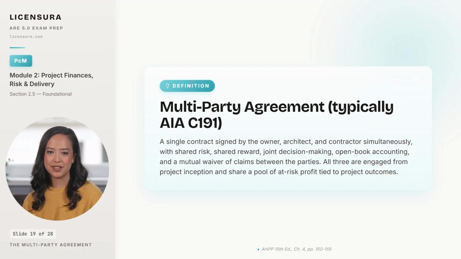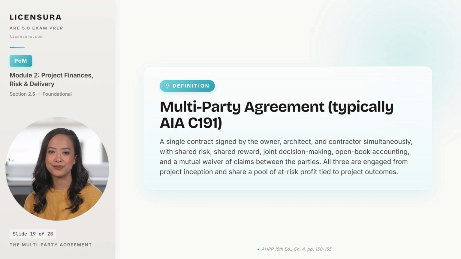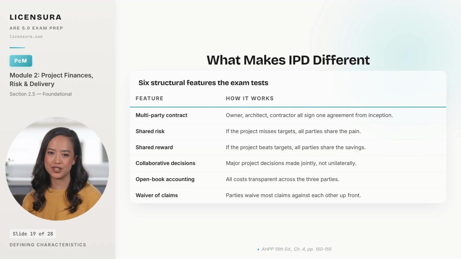Because without it, the open book accounting and the joint decision-making become legal liabilities. On top of the legal structure sits the financial structure, and that is where most of the exam's IPD questions actually live. 6 defining features, and the exam will test you on any one of them. The multi-party contract is the legal mechanism.